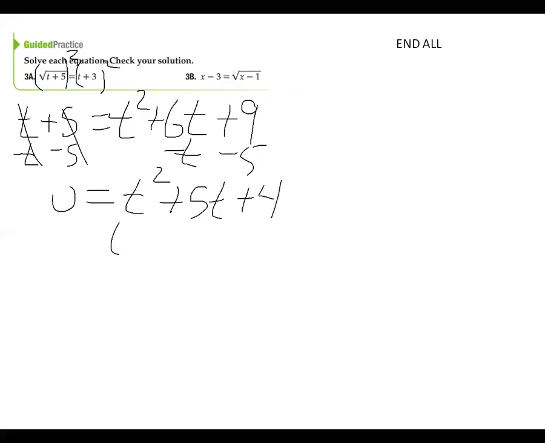Okay, then you could use the quadratic formula, or you could factor it. So I'm going to factor. You get t plus 4, t plus 1. Remember, when you factor, you're looking for numbers that multiply to the constant and add to the coefficient of the t term or the x term. Okay, so 4 and 1 multiply to 4 and add to 5. Set both of those equal to 0.